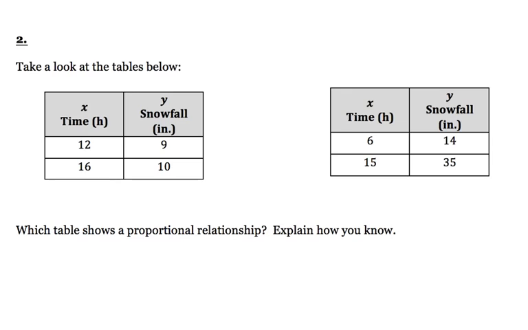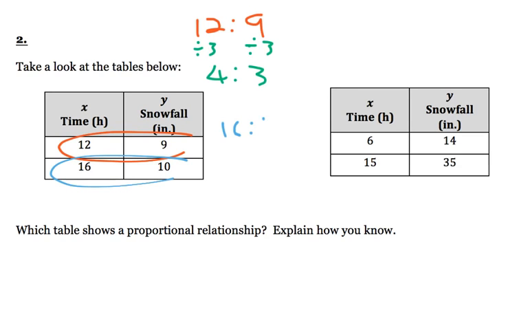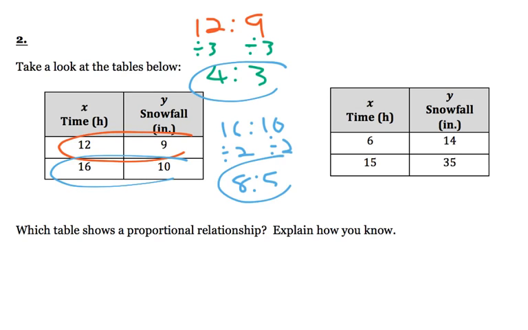Alright, so same deal here. We could use division to find the constant of proportionality, or we can just simplify the ratios. I'm going to use the second strategy. And I see that they have a common factor of 3, so that would be 4 to 3. And then for 16 to 10, they have a common factor of 2, and that would give me 8 to 5, and I see that these are not equivalent, so it looks like this is not a proportional relationship in this table.